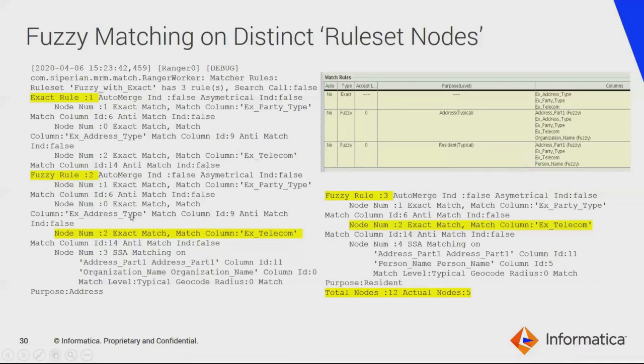As an example, this match column called EX Telecom is shared between fuzzy rule 2 and fuzzy rule 3. So we can do some optimizations around that, and I'll go into those optimizations in the next slide.